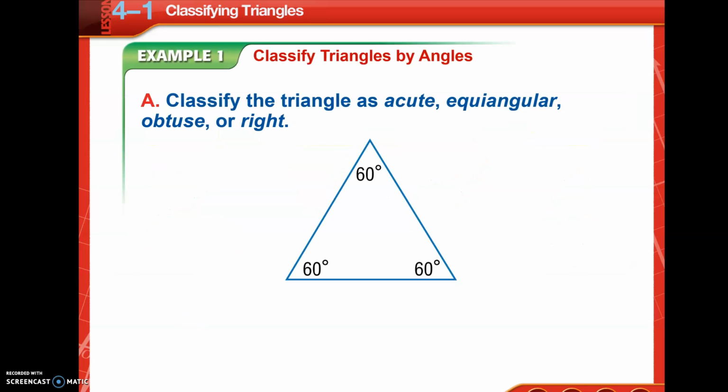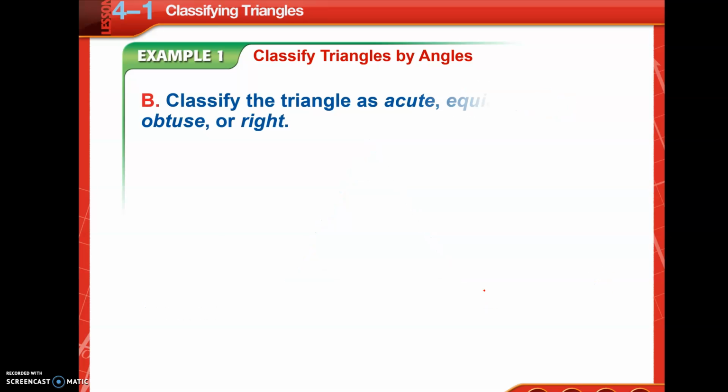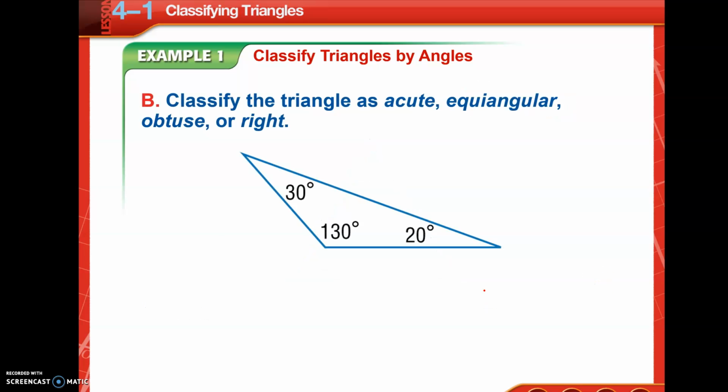And then here we're classifying it. Notice all my angles are equal, so this would be equiangular. Looking at my angles, I see this one angle that's greater than 90, so one obtuse angle, so this is obtuse.